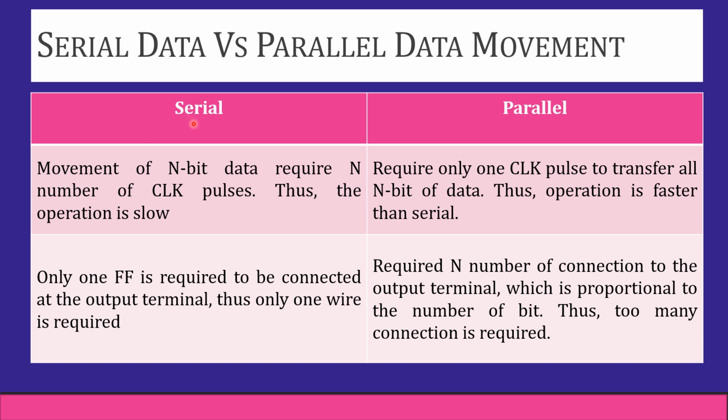In the case of serial data movement, only one flip-flop is required to be connected at the output terminal, and so only one wire is required. Since we are having a single output line, only one wire is required at the output terminal. Whereas in the case of parallel data movement, it requires n number of connections at the output terminal, and thus too many connections are required for the parallel data movement.